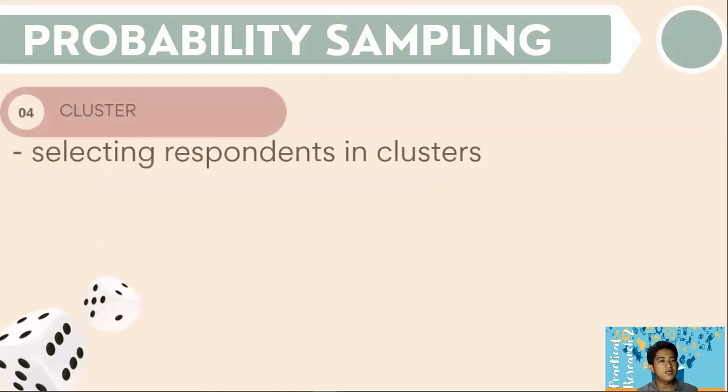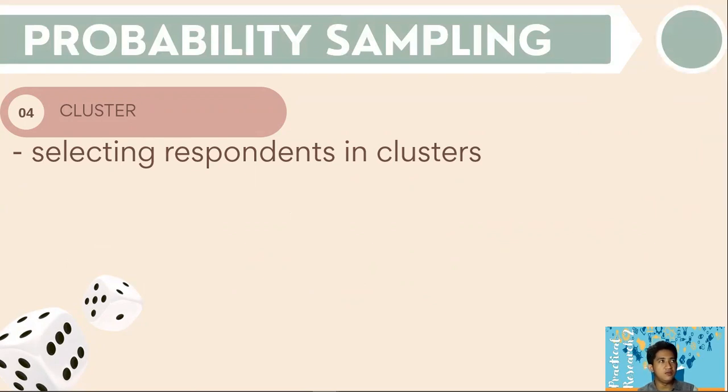Then the last one is the cluster sampling, where we select respondents in clusters. The advantage of this is it's very useful when populations are large and spread over a large geographic region. And it's convenient and expedient, and you do not need the names of everyone in the population. You just need a cluster.